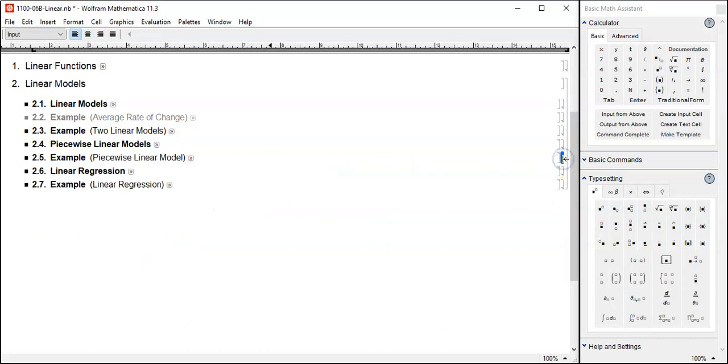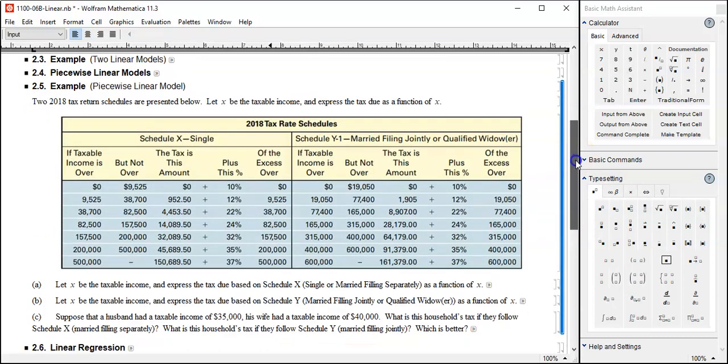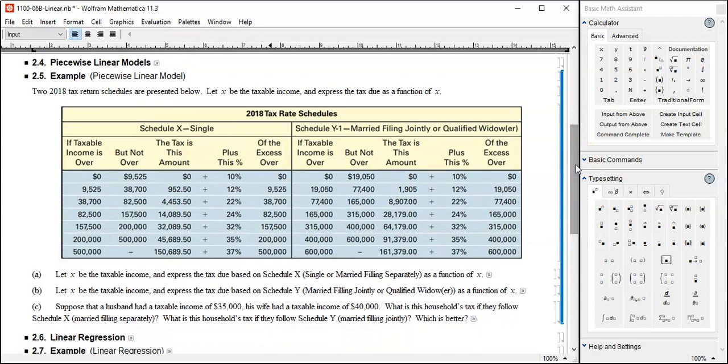Okay, here's an example. I got this from textbook 2, 2018 tax rate schedules. Schedule X for single and Schedule Y1 for married filing jointly or qualified widower. And we have a bunch of intervals from taxable income of 0 to 9,525 for singles, and we have a certain linear scheme because we have 10% here. That's the tax rate which stays the same, so 10% or 0.1.